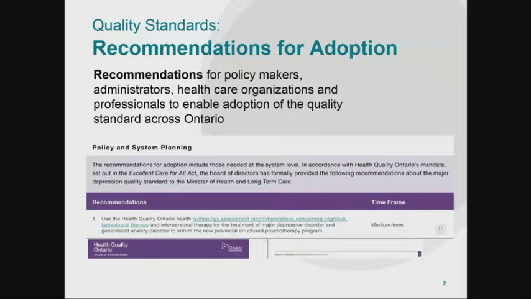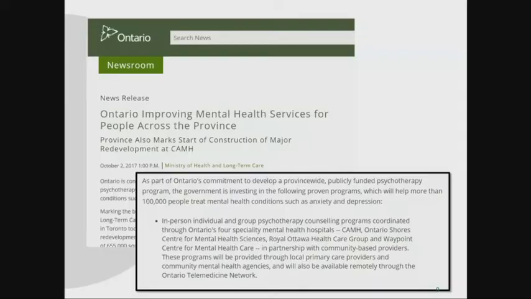Here, related to major depression, you can see a recommendation for adoption to the Ministry of Health to use the OTAC recommendation to implement the provincial structured psychotherapy program for people with major depression. This recommendation is then taken by the Ministry, who in the case of psychotherapy made a strong commitment to the implementation of publicly funded structured psychotherapy for Ontarians living with major depression and generalized anxiety disorder. As I mentioned, work is well underway to plan out the implementation of this announcement.